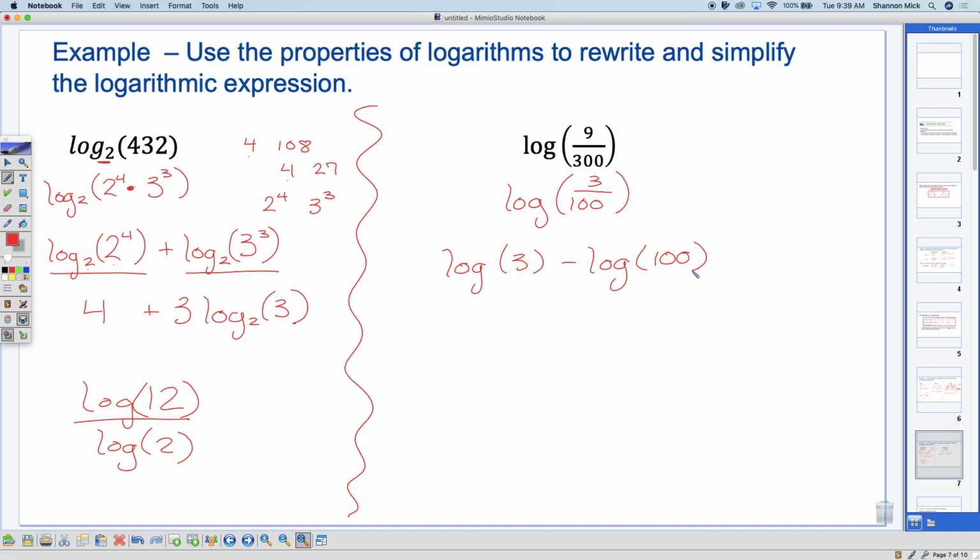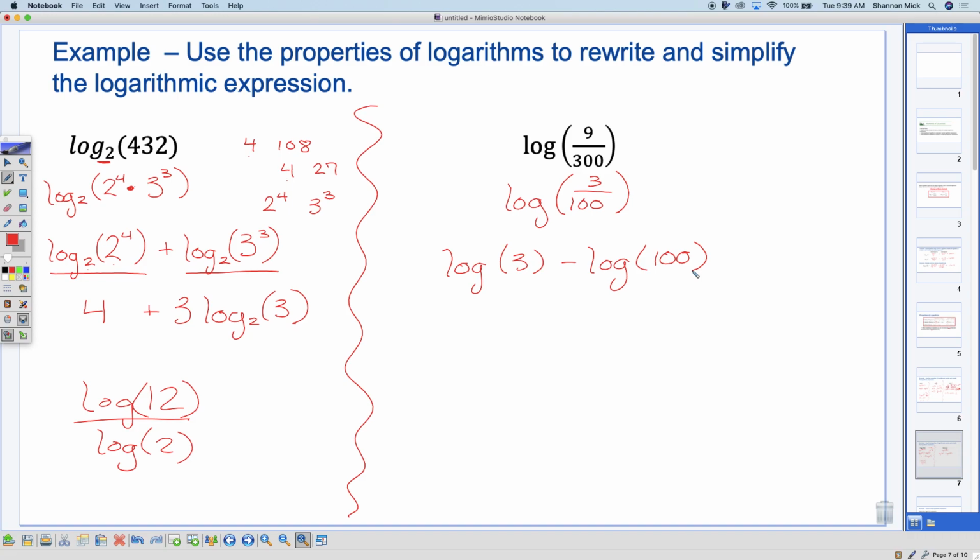What base are we? 10. Okay. Am I done? No. 100 isn't a prime number. The base 10 goes into 100, since 10 squared is 100, yes? Yes. So why did I keep reminding you what your base was? Because it's 10 and it goes into it.